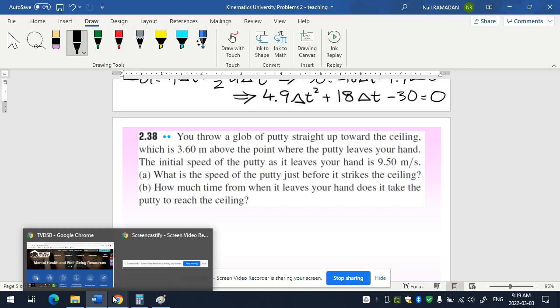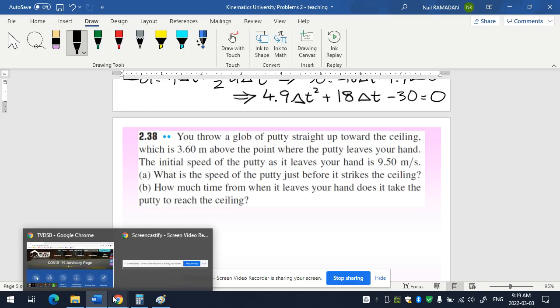3.6 meters above the point where the putty leaves your hand. So it's kind of like, again, the ceiling and the launch point. The initial speed of the putty as it leaves your hand is 9.5 meters per second, about 35 kilometers per hour. Not too shabby actually.